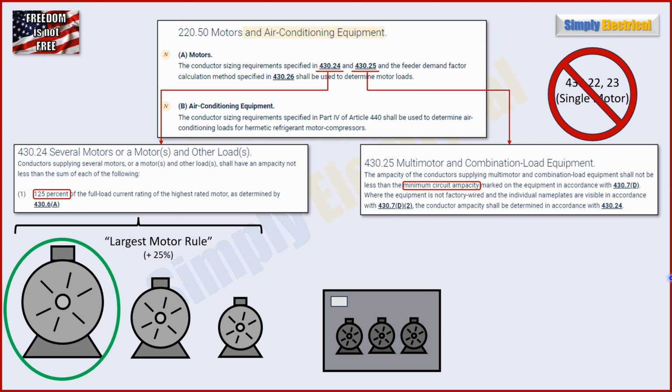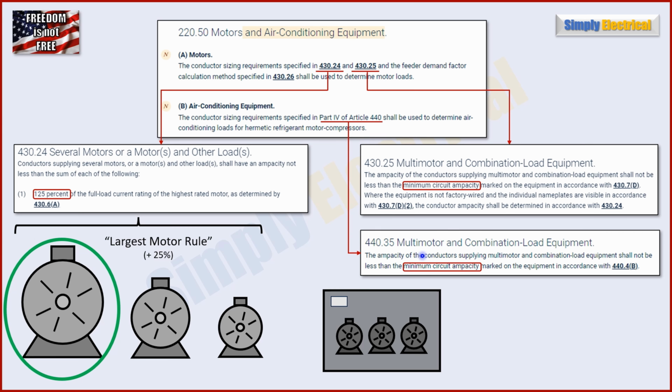Now, just to be clear, that usually won't come into play in a real-world building calc because most every building has multiple motor loads, but it could catch you on an exam. Those are just the types of tricks they try to pull sometimes. Okay, moving on. We've already talked about air conditioning loads a little bit. 220.50b refers us to Part 4 of Article 440, which tells us to take the minimum circuit amps of the nameplate of the piece of equipment. So in our example, we're dealing with an air conditioner, so we take the nameplate MCA.